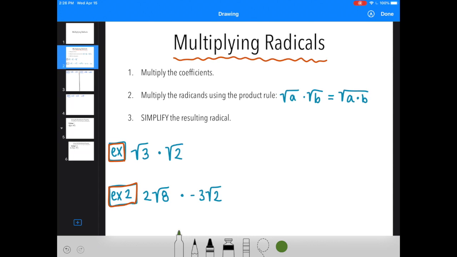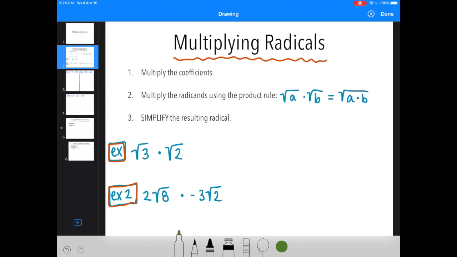Then you are going to multiply your radicands using the product rule. If you had the square root of A multiplied by the square root of B, that's equal to the square root of A times B. So it's kind of taking that junk and putting it in the trunk. Then finally, after you multiply your radicands, you're going to simplify what's left. So let's look at some examples.